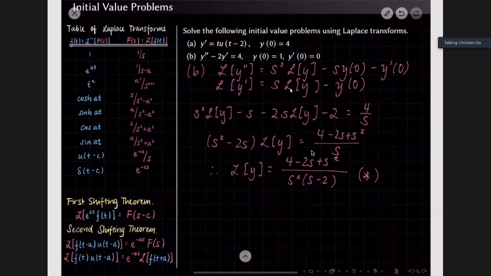Is it minus 2 or plus 2? On the right-hand side, it's a minus 2. Oh, this is a plus 2, sorry. Yes, because it's a minus negative 2. Yeah, so it's a plus 2. Thanks.